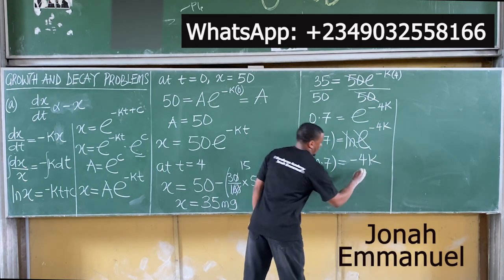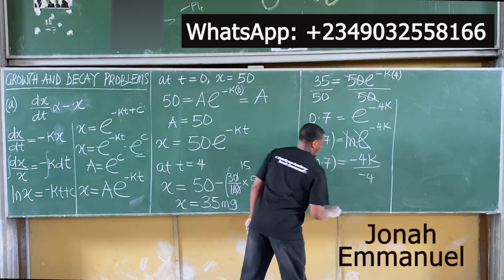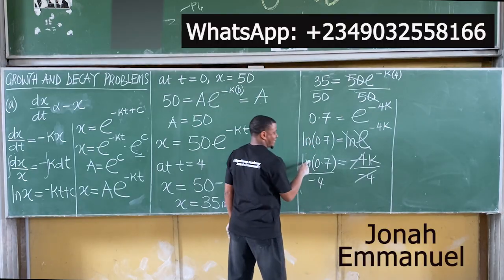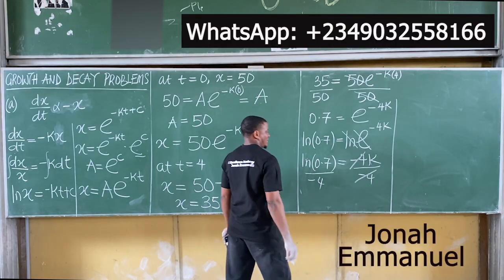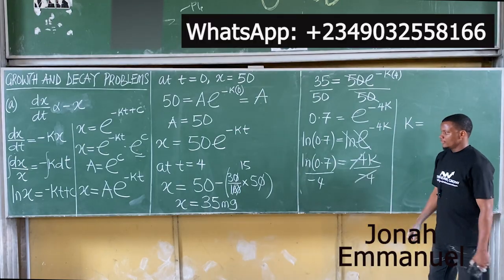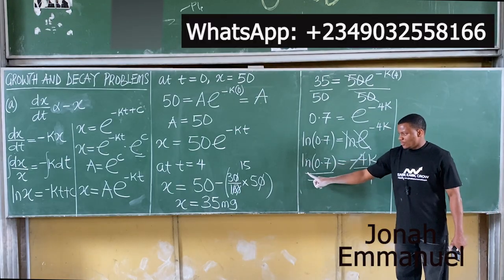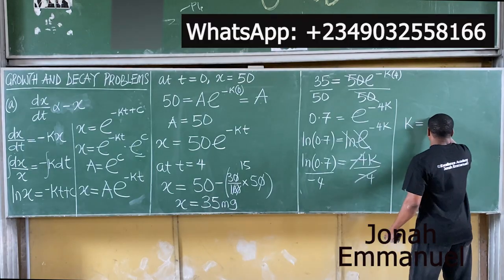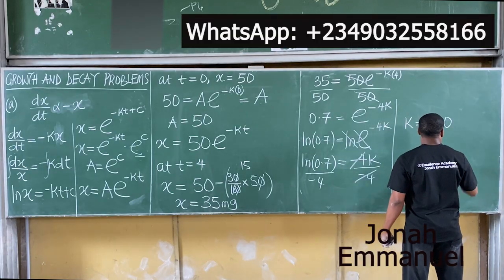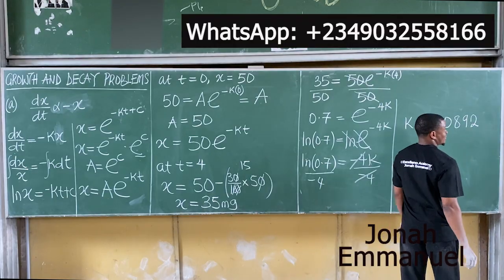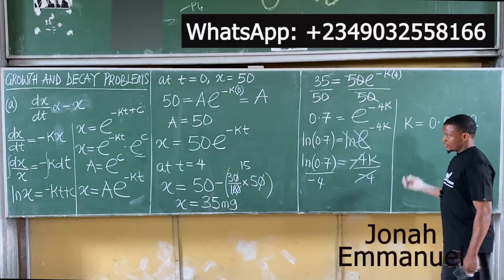To get the value of k, divide here by minus 4, divide here by minus 4. This cancels this. So k will be equal to, it should be positive, because this will give you negative over negative. Just punch this. What's your final answer? 0.0892, well approximated.